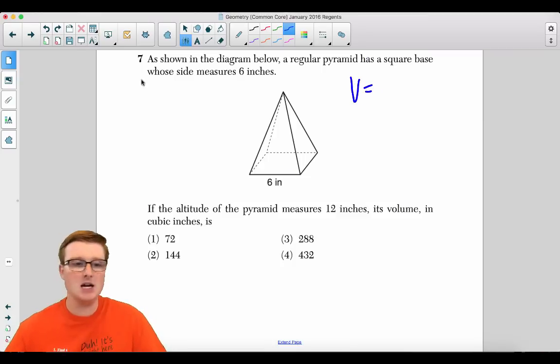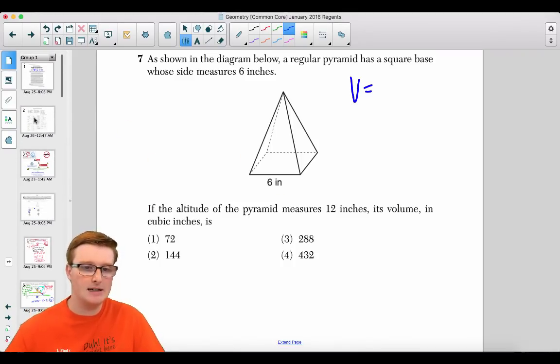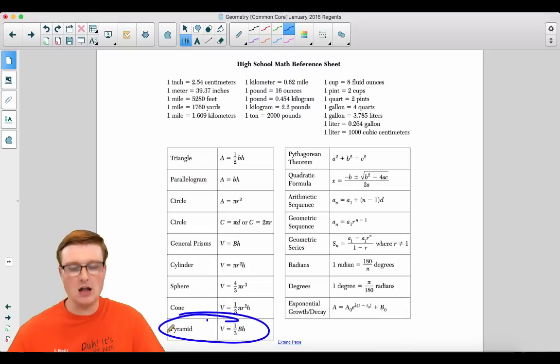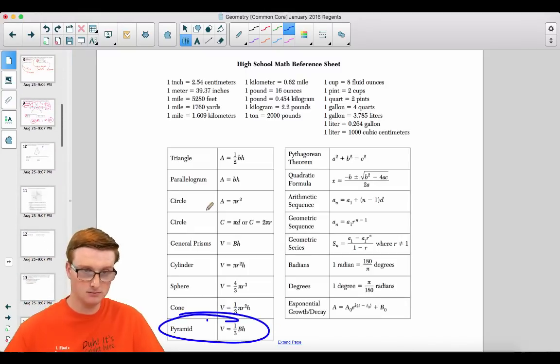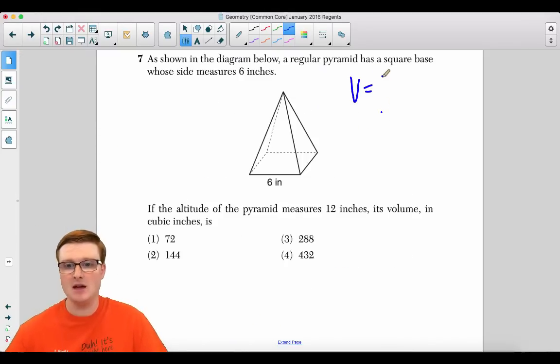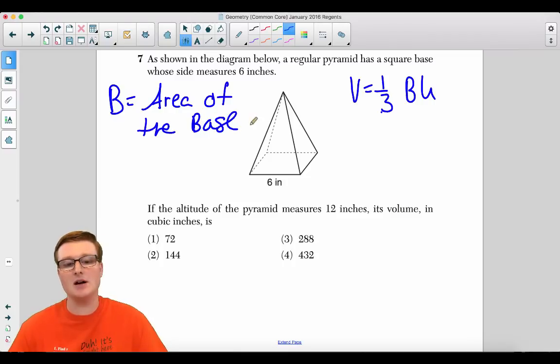Well, the volume of a pyramid, based off of our reference sheet, is right down here. Volume is equal to 1/3 capital B times the height. Now, you need to be careful. Capital B represents the area of the base all the time. Anytime you see a capital B, that represents the area of the base.